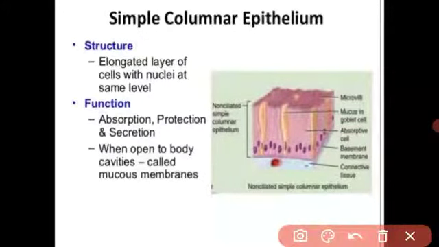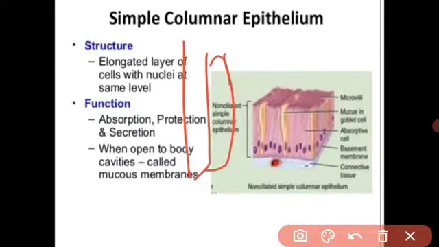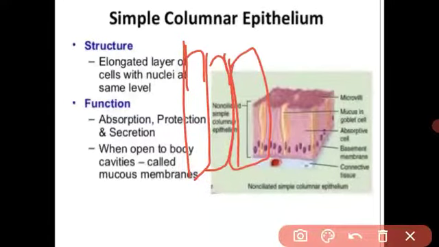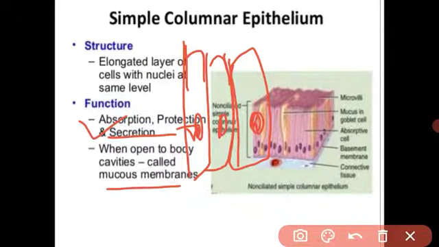As per the name, the shape is column-like, like that. See, student, that shape. Column-like shape means the length is more than the width. It is elongated. The nucleus is centrally present in it, cytoplasm is present in it, and the main function of columnar epithelial is also absorption, protection and secretion. When it opens into the body cavity, it is called the mucous membrane. It is also called the mucous membrane. Understood, child?